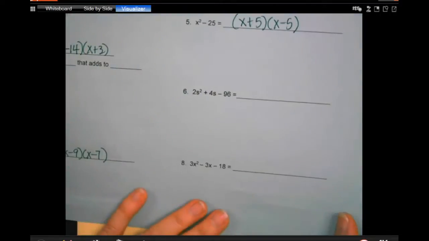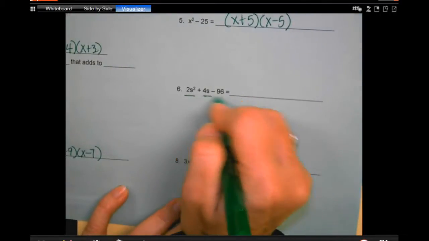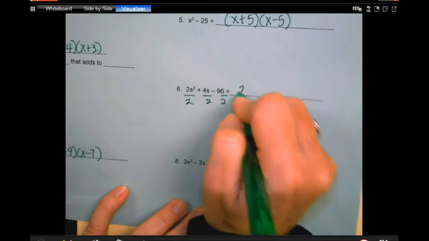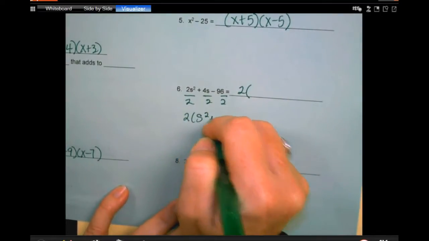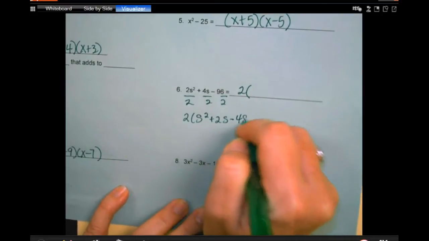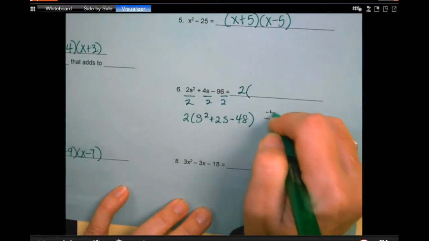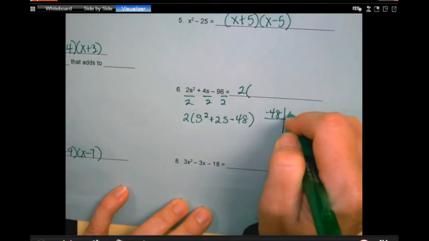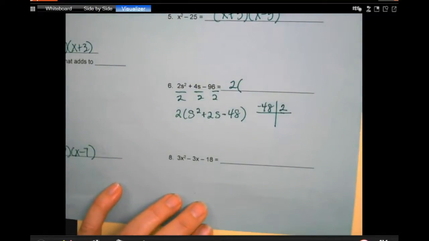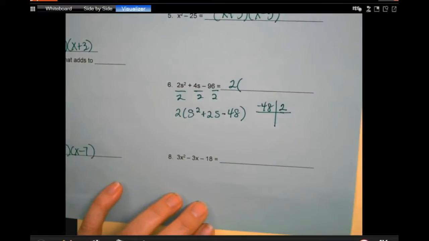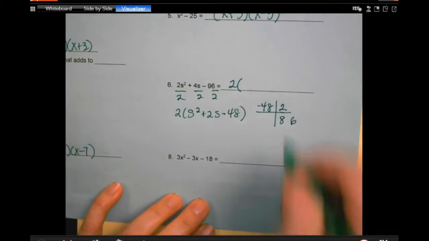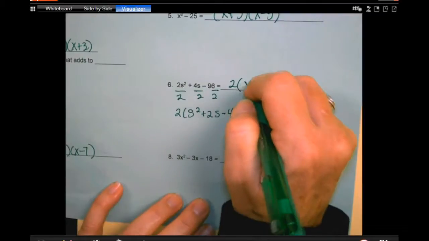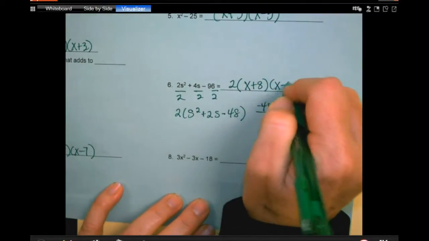So number 6, greatest common factor is 2. So I'm going to have a 2 in my answer. So a times c is negative 48, and b is 2. So I want factors of 48 that add to positive 2. So what's going to happen, though? 8 and 6. It's going to be a negative 6. So x plus 8 and x minus 6.